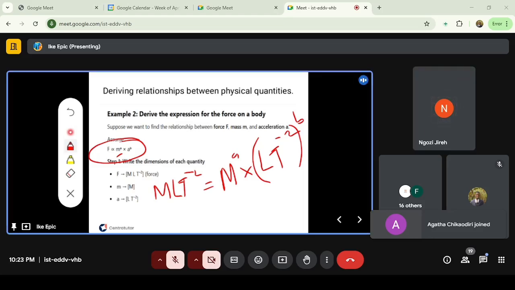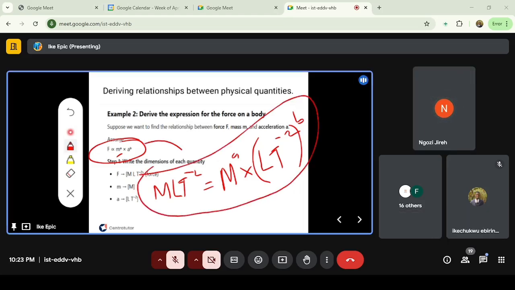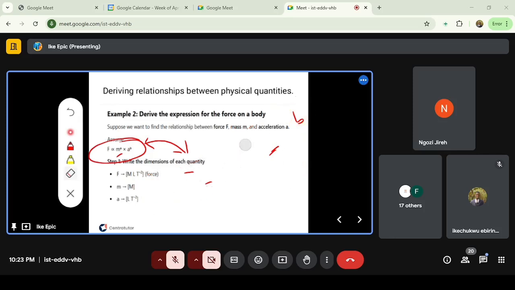So with that, we've gotten the single expression that is equal to this. From this expression now, we'll try to find the values of a and b, the value of this a here and the value of this b here. That's what we'll be doing in the next slide. Let's move on and see how it happens.